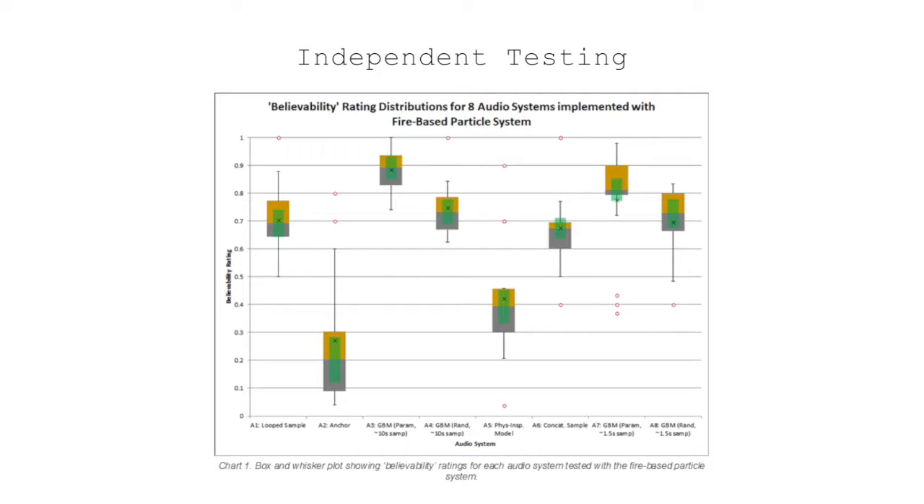The parameterized granular-based model with a 10-second source sample scored consistently higher results than all other systems tested. The ratings for this model were statistically significant in comparison to the loop sample, concatenated sample, physically inspired model, and a non-parameterized granular-based model with a 1.5 second source sample. Pairwise comparison suggests that the ratings were not significantly different to the parameterized granular-based model with 1.5 second source sample or the non-parameterized model with the 10-second source sample.